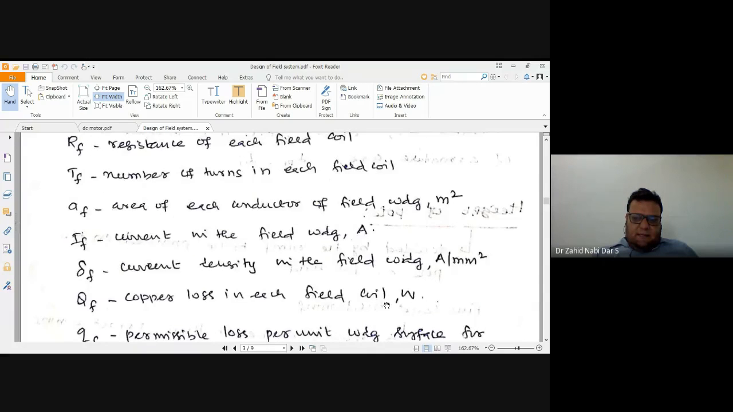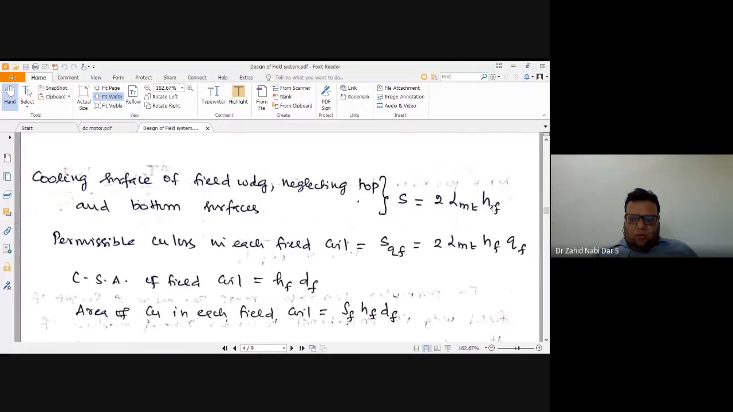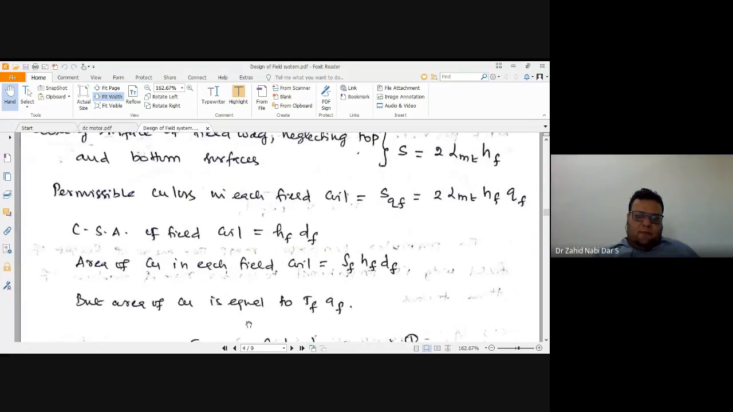Means what? See, this is the length and height. But in the machine we are making, the length will have some cross sectional area, and that material has a circular cross section. It is not a straight wire. So that area of cross section you have to consider, and that area of cross section into this total thing would give you the permissible loss. So the cross sectional area of field coil would be given by what? Basically this cross sectional area is represented by your height into depth. So this would be your HF into DF.